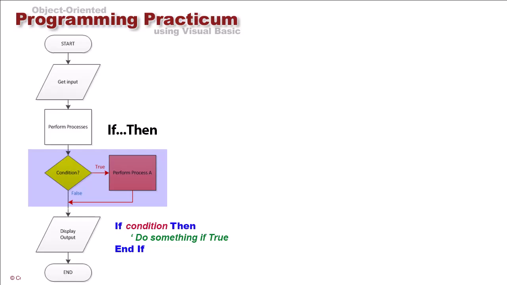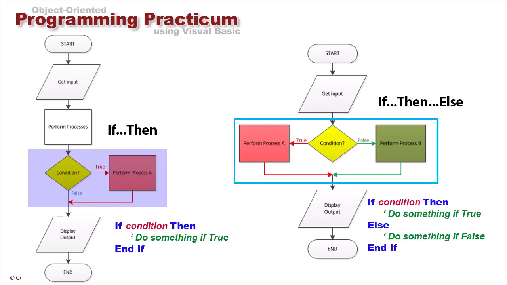In way of review, we've seen two different formats of the if conditional structure. The first being an if-then, in which we have a process that is executed if a Boolean condition is true. We've also seen the if-then-else, which gives us two different forks in which a process is performed if the condition is true and a different process is performed if the condition is false.